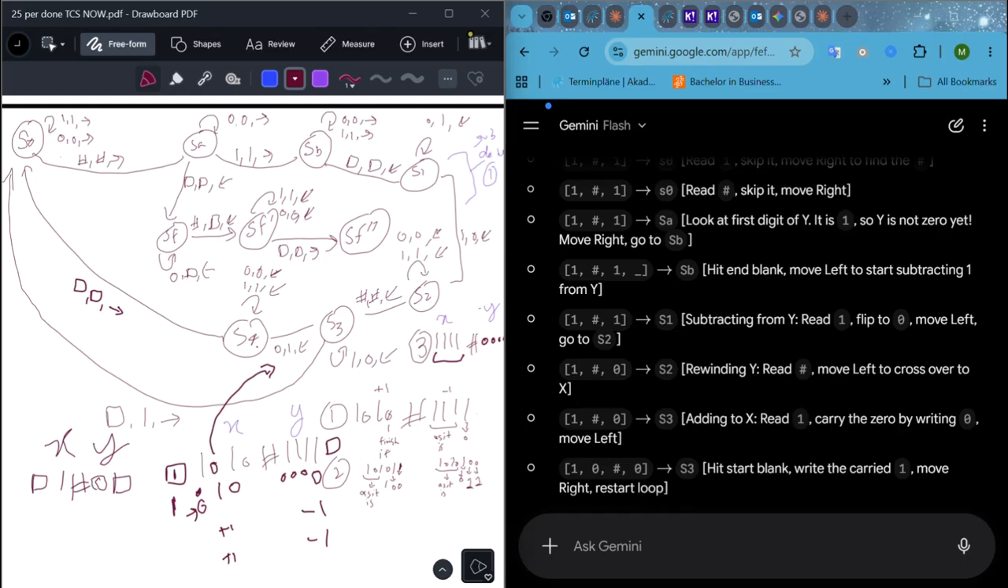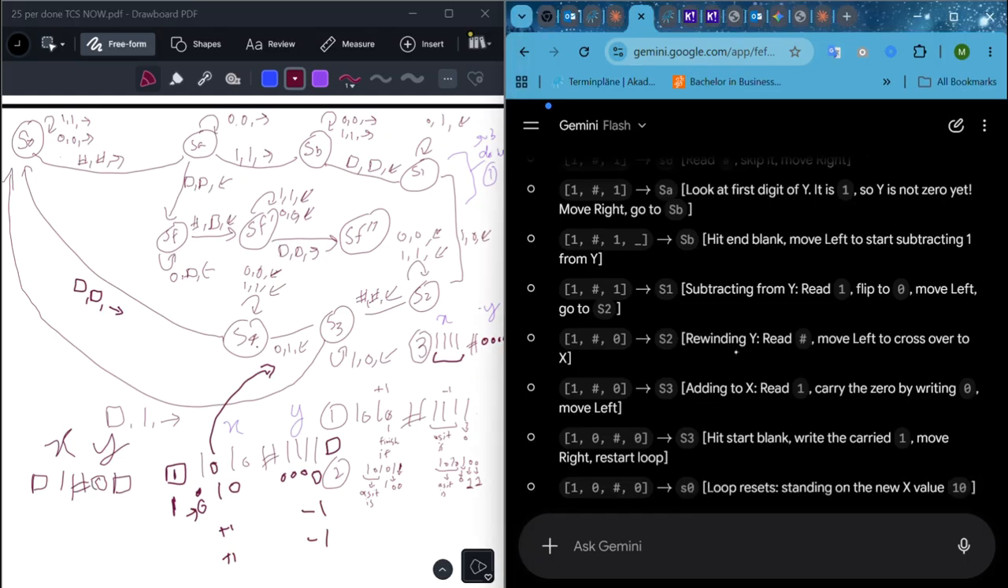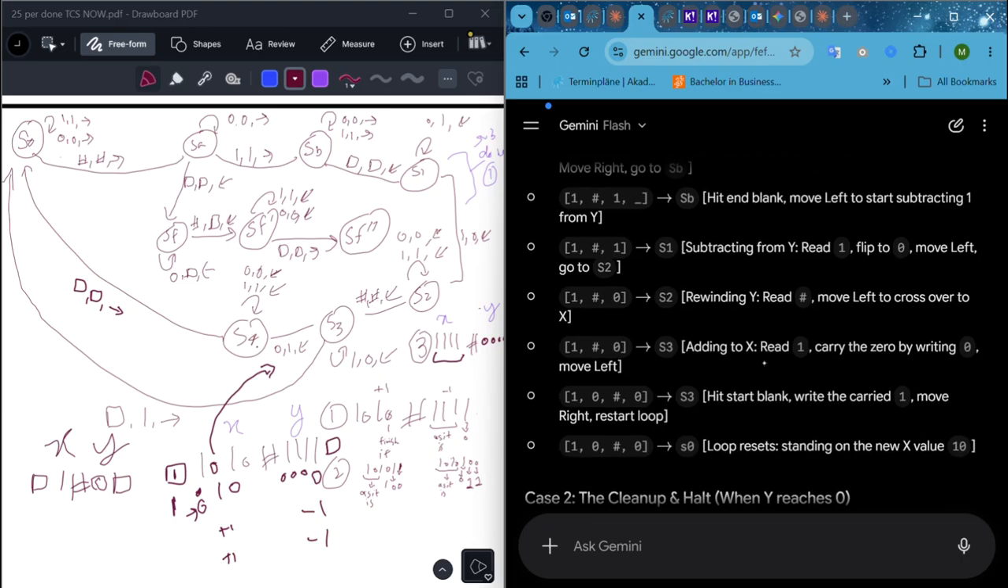And in S2 state, we can see rewind y, read hash, move left. Here, it doesn't matter how many zeros you read, it doesn't matter how many 1s you read, keep going left. The moment you see a hash, change to S3. And in S3, we're adding to x now. Now we're adding to x, this part.